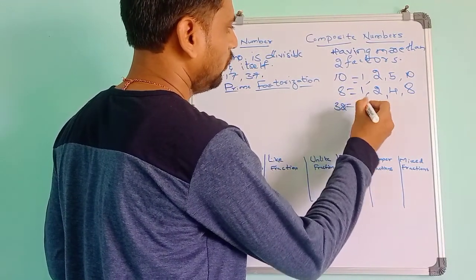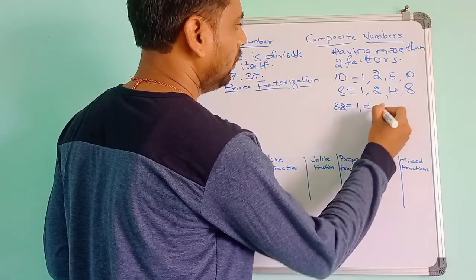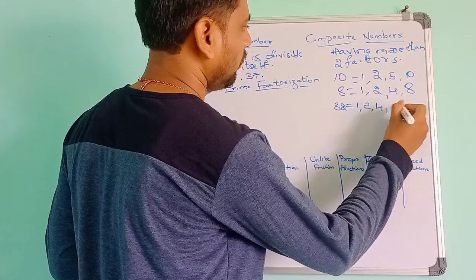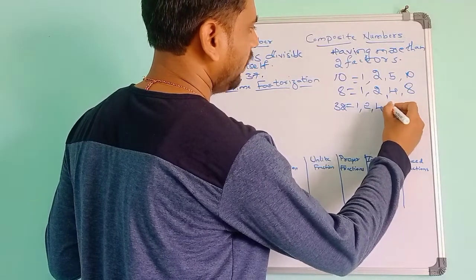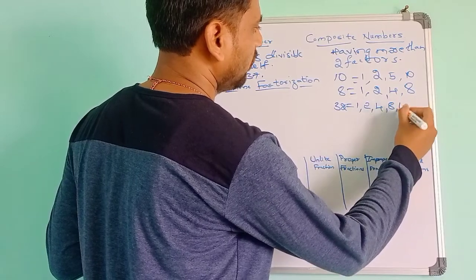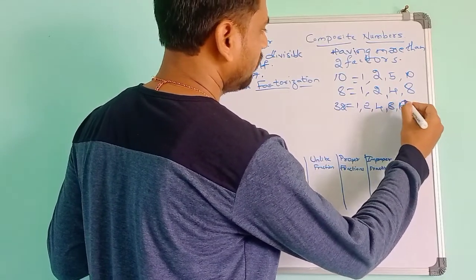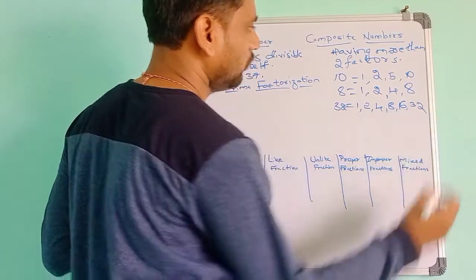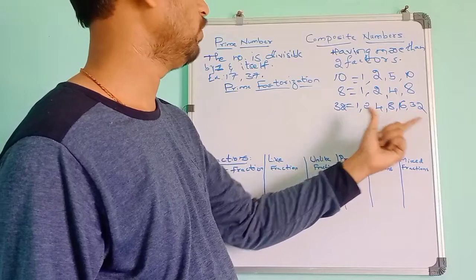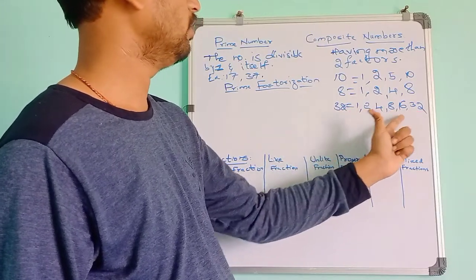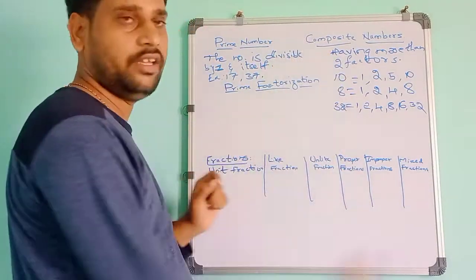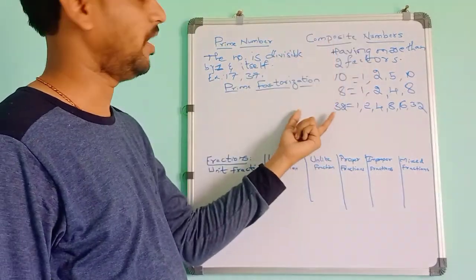You can take another example also, 32. It comes in the 1, 2 table, next 4, 8, then 16, and the last is 32. So it has the factors 1, 2, 4, 8, 16, 32. So totally 6 factors. It has more than 2 factors, so it is a composite number. This is how you identify prime numbers and composite numbers.